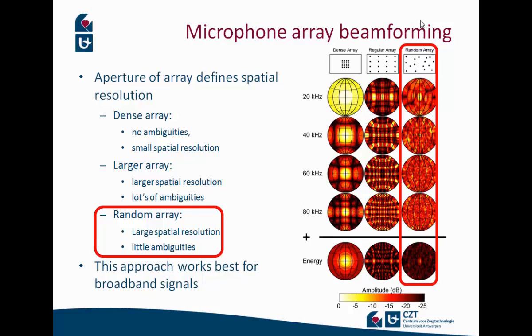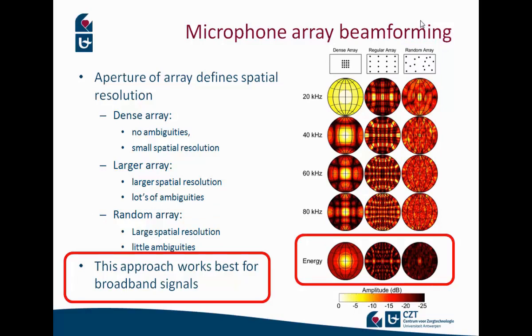So for the dense array, you get a nice response, but it's really broad and it doesn't go too deep. When you have a regular array which is too big, where you undersample the wave field, you get grating lobes. And with a random array, you get a really nice response.